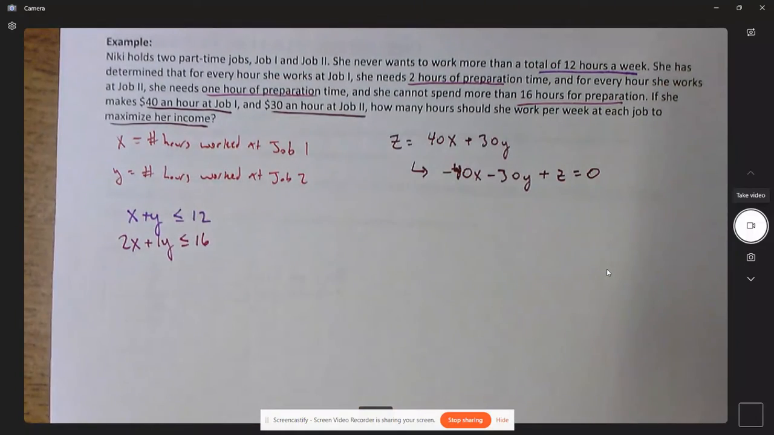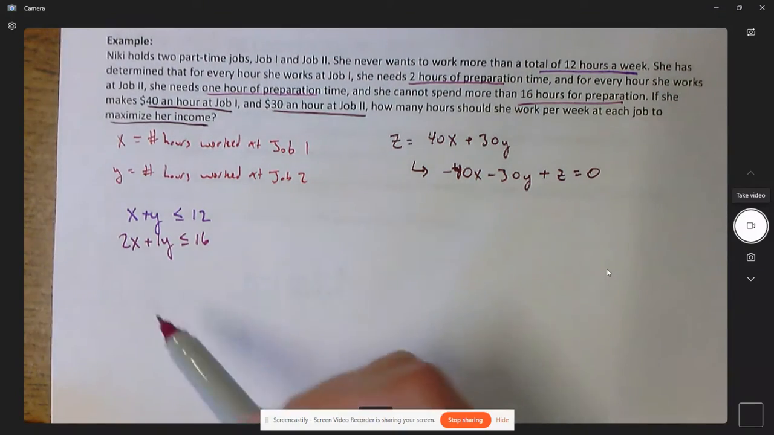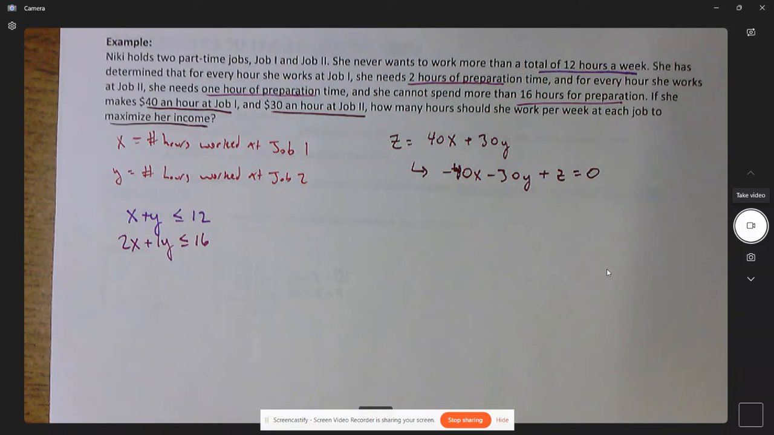less than or equal to 16. Okay, and then like usual, we also have those invisible constraints that say that X and Y both have to be greater than or equal to 0, right? You can't work negative hours. So that's also going to be a part of this, but I'm not going to bother to write that as an inequality. We'll just set that up at the end and say, hey, look, let's double check. Great, they're positive.